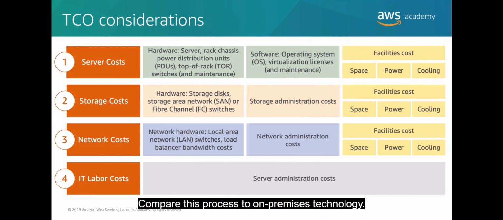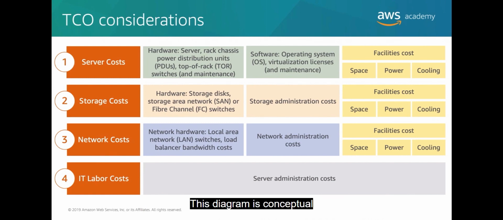Compare this process to on-premises technology. Though they're sometimes difficult to determine, calculations of in-house cost must take into account both direct costs that a company incurs running a server, like power, floor space, storage, and IT operations to manage those resources, as well as indirect costs of running a server, like network and storage infrastructure.